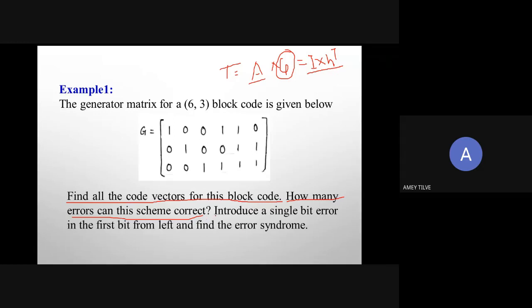Thirdly, we will introduce a 1-bit error in the first bit of the data which we are sending, and we will find out what the error syndrome is. Don't get confused, there are altogether 3 parts in this. First we have to find all the code vectors, or code words. How many errors can this scheme correct is the second question. And third, we will purposely introduce a 1-bit error while sending the data, and we will check whether we are able to detect where the error is present and whether we are able to correct that error. That is my question number 3.